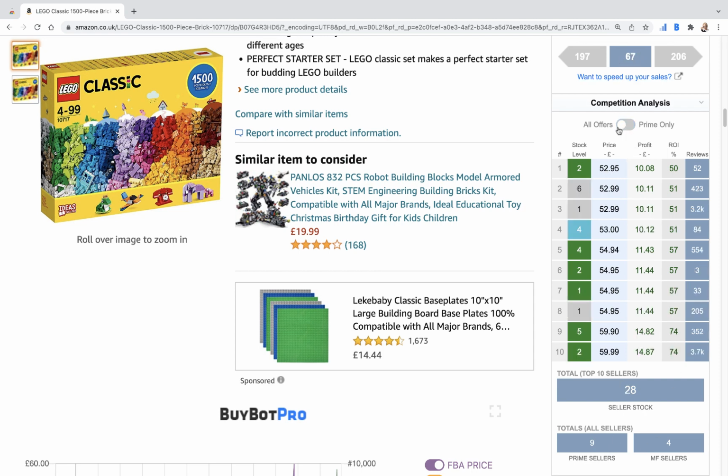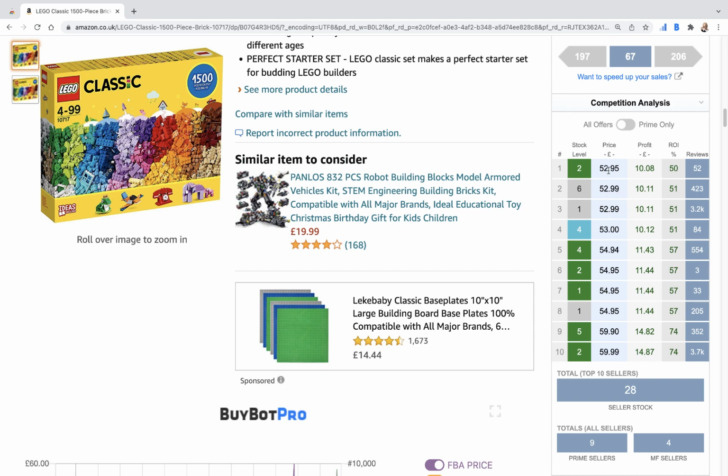But if we go back to all offers, now if you were a merchant fulfilled seller, your competition is around here. So these grey people are your competition, really, because they're the people that are selling it, stocking it at home. They're not stocking it in Amazon's warehouse. So an MF seller is holding their stock somewhere other than Amazon's warehouse. So these two really are your competition.